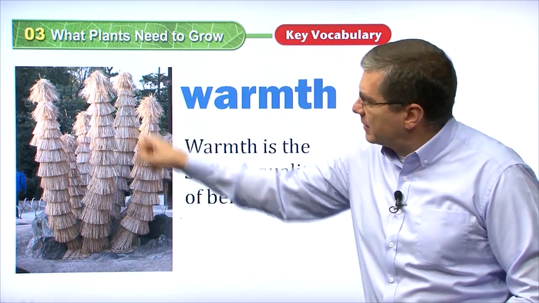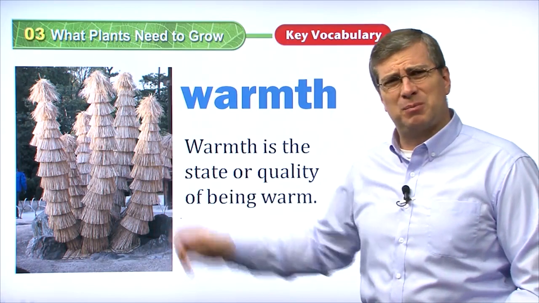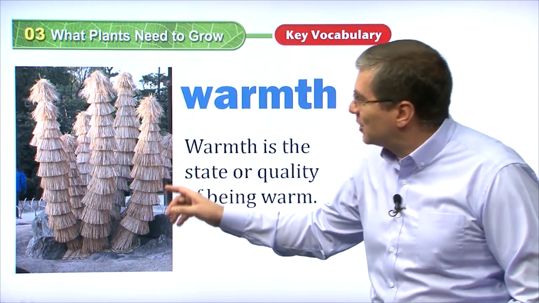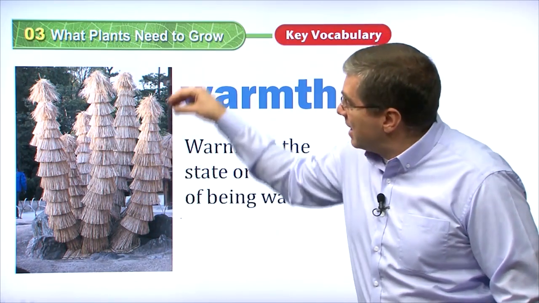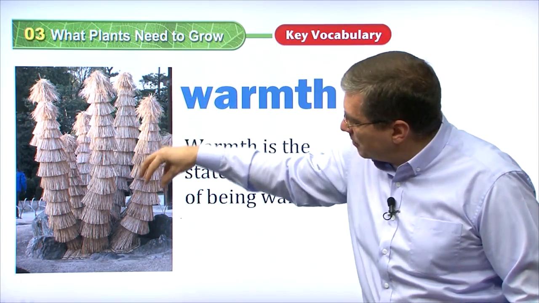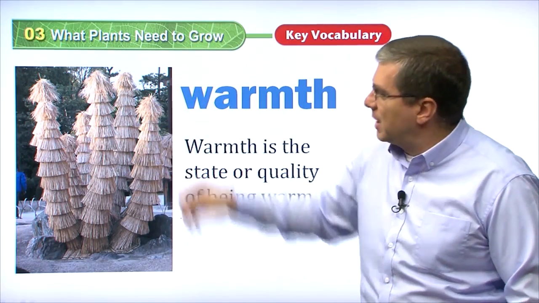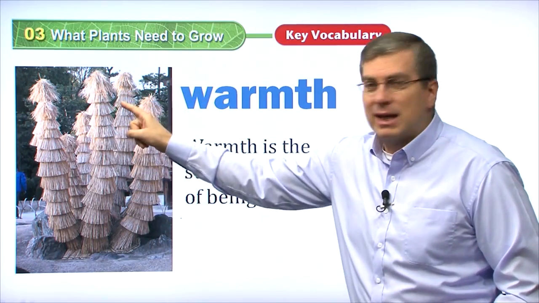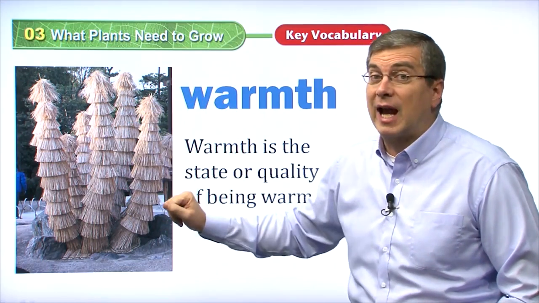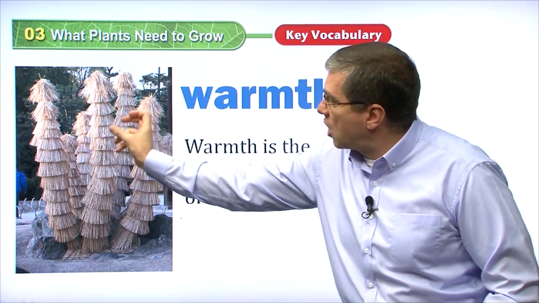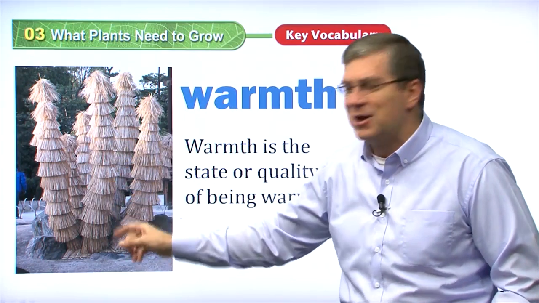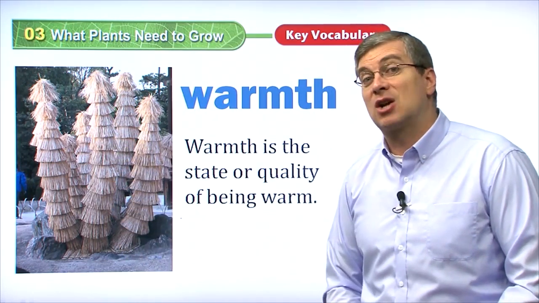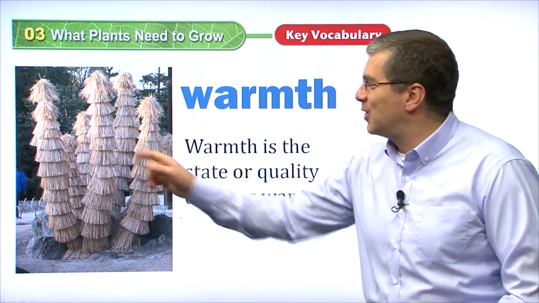Take a look at these plants in the picture. They look like strange plants, don't they? Actually, we can't see the plants. It looks like straw things have been put over the plants. We could say that somebody, maybe a farmer or somebody who's caring for the plants, put these straw hats on top of the plant. We could say that these are like plant clothes, right? These are clothes for plants.